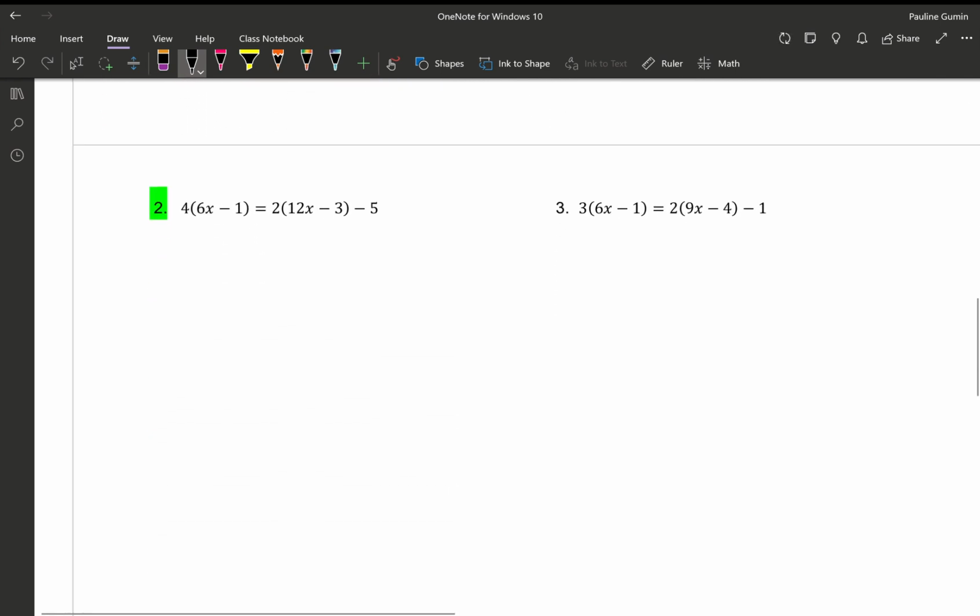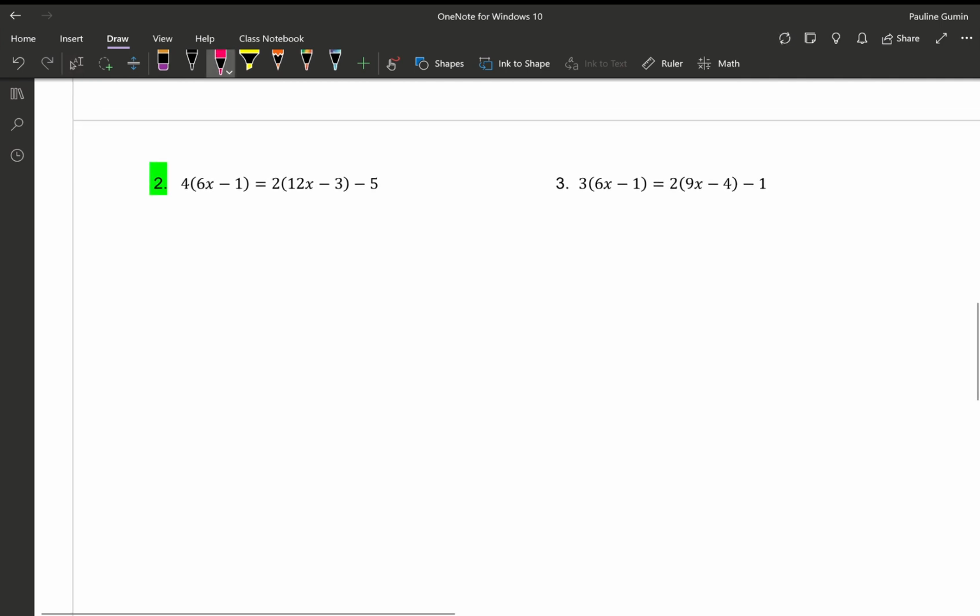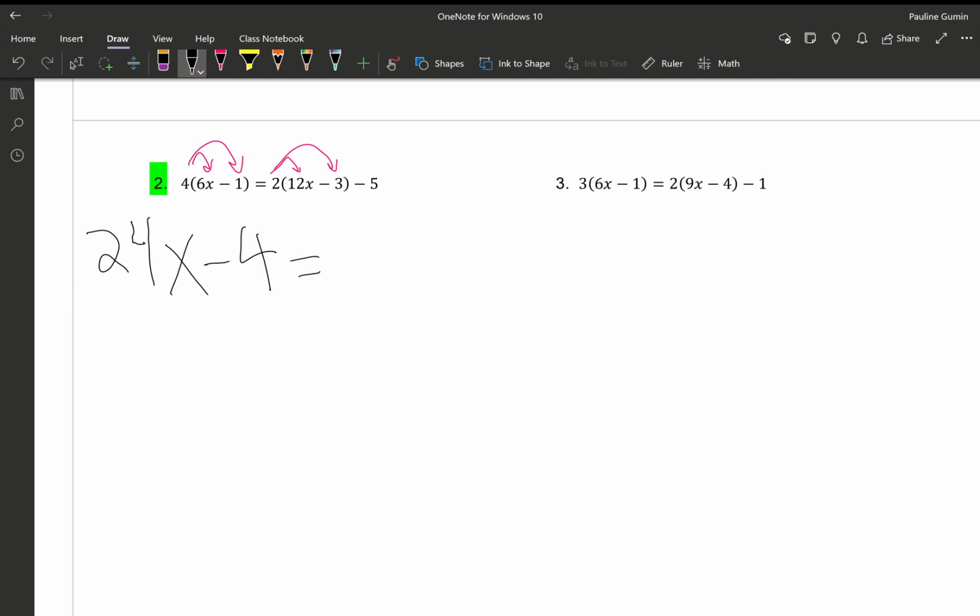Ooh, number 2. I'm going to start off number 2 by distributing again. Right. 4 times 6 gives us 24 x's. 4 times negative 1, negative 4. 2 times 12 is 24. 2 times negative 3 is negative 6. And the negative 5 just tags along.